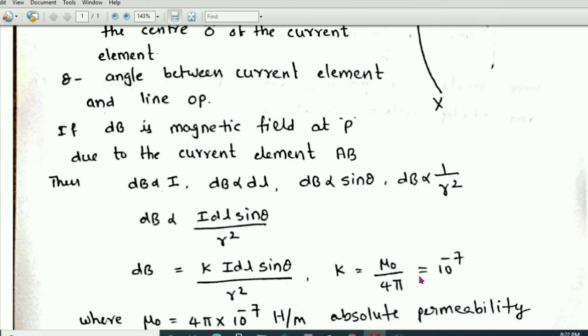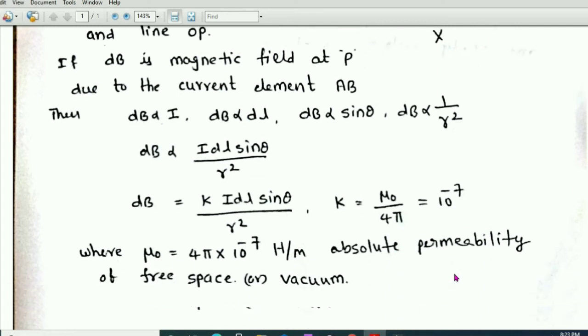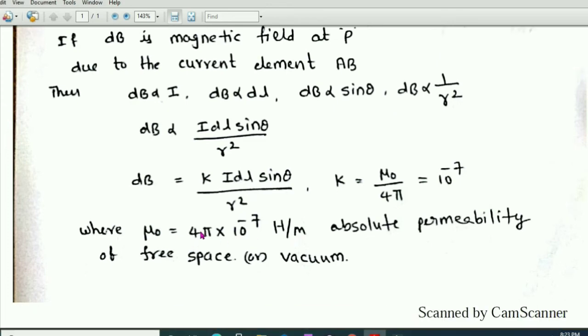It is a constant. That value is given by 10 to the power minus 7. Now where mu naught is the permeability of free space or vacuum. The value of mu naught is 4 pi into 10 to the power minus 7 Henry per meter. Mu naught is the permeability of free space.